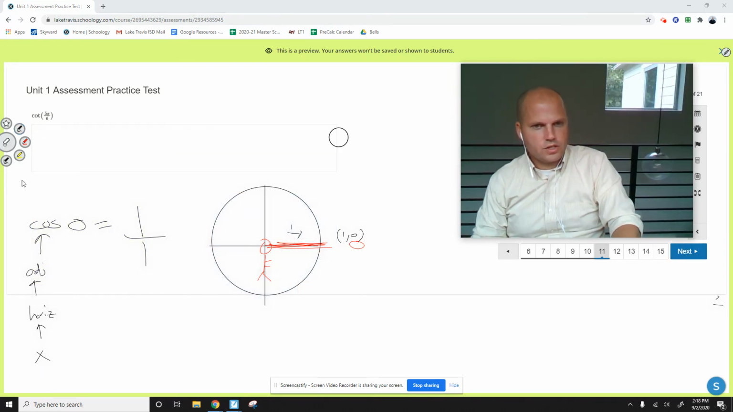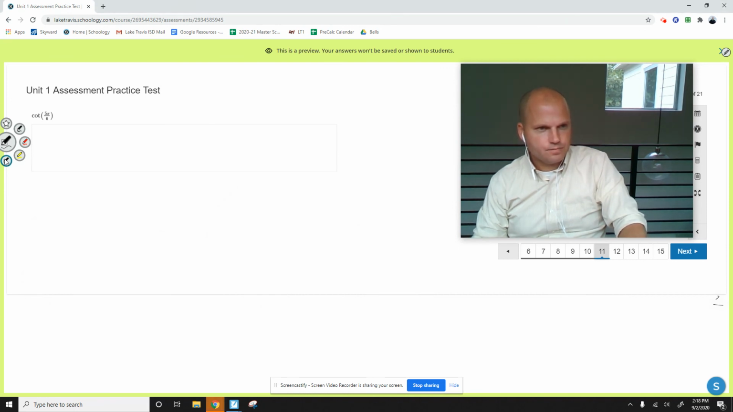Next one. Cotangent of 5 pi over 6. All right. Well, let's find 5 pi over 6. We found it before.